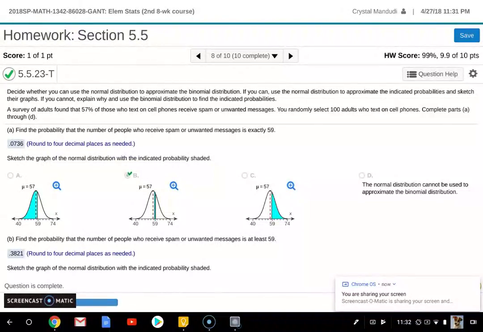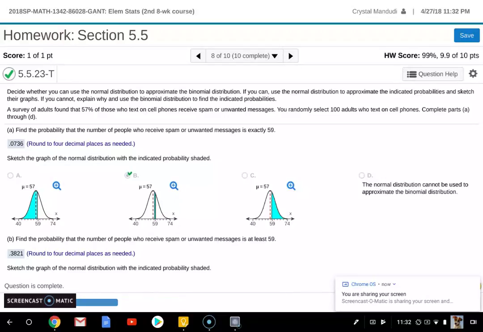Class, I will be solving the problem in section 5.5, question number 8. It says, a survey of adults found that 50% of those who text on cell phones receive spam or unwanted messages. You randomly select 100 adults who text on cell phones. Complete parts A through D.